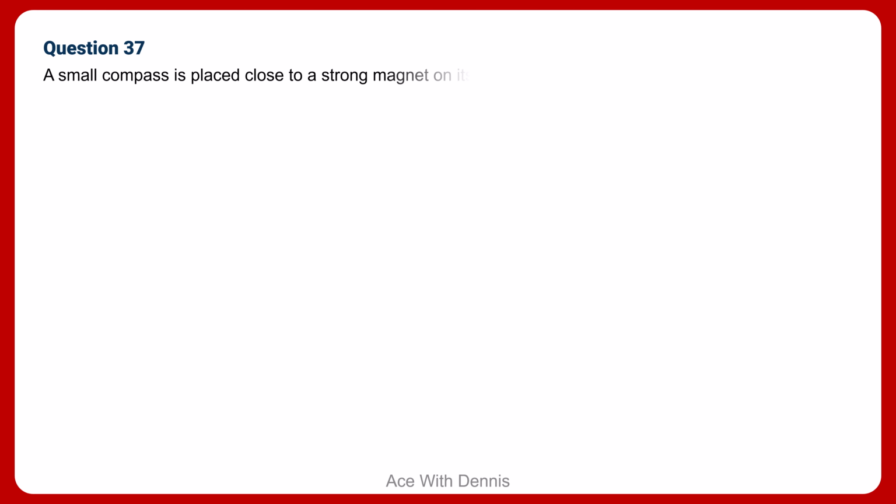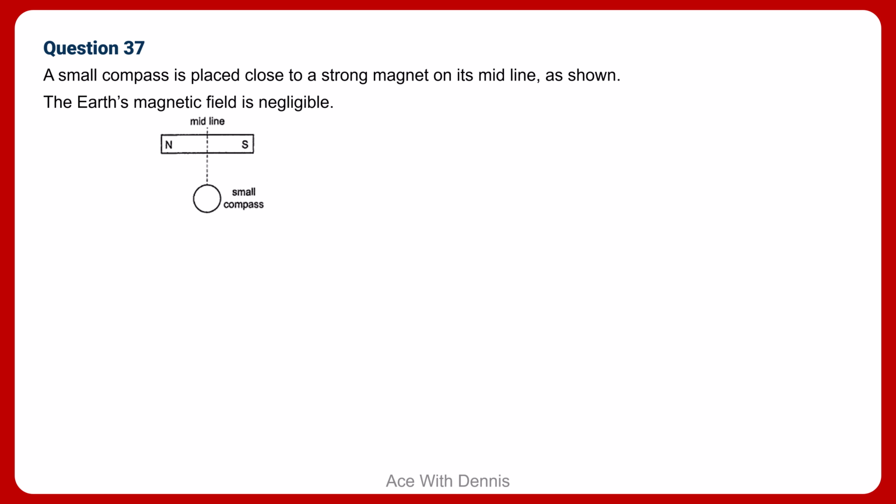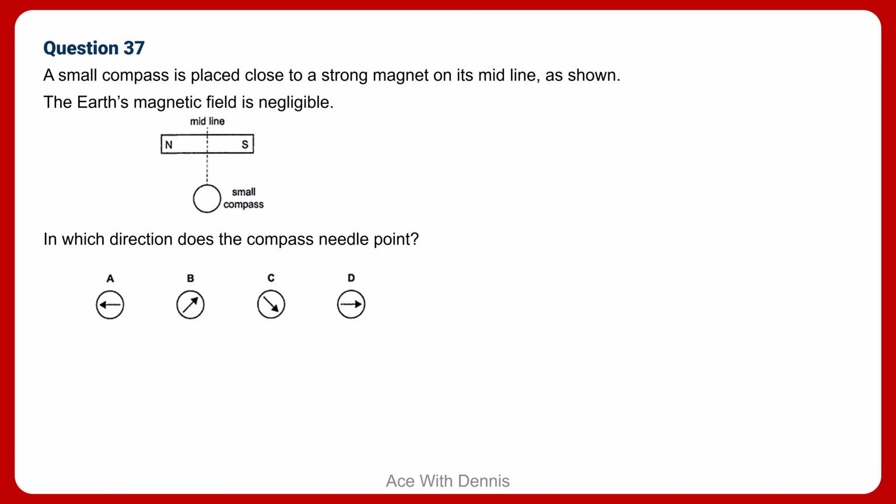Question 37. A small compass is placed close to a strong magnet on its middle line as shown. The Earth's magnetic field is negligible. In which direction does the compass needle point? So here are the 4 options. Option A, Option B, Option C, or Option D.